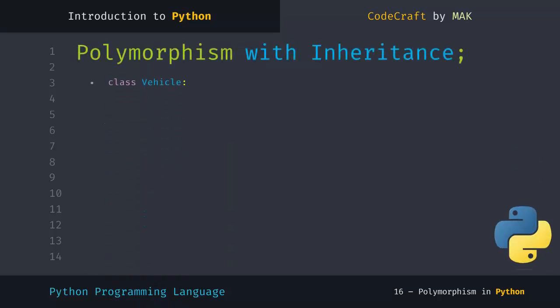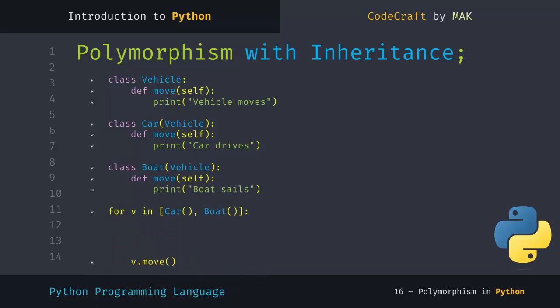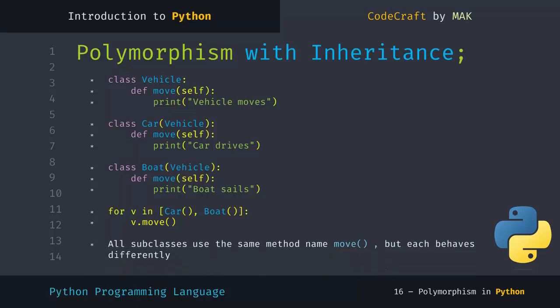Polymorphism with inheritance. Class Vehicle with function move will print vehicle moves, and class Car of Vehicle parent class with function move will print the car drives, and class Boat of Vehicle type with function move will print boat sails. For v in car and boat, v.move(). All subclasses use the same method name move, but each behaves differently. In one the car drives and in the other the boat sails.